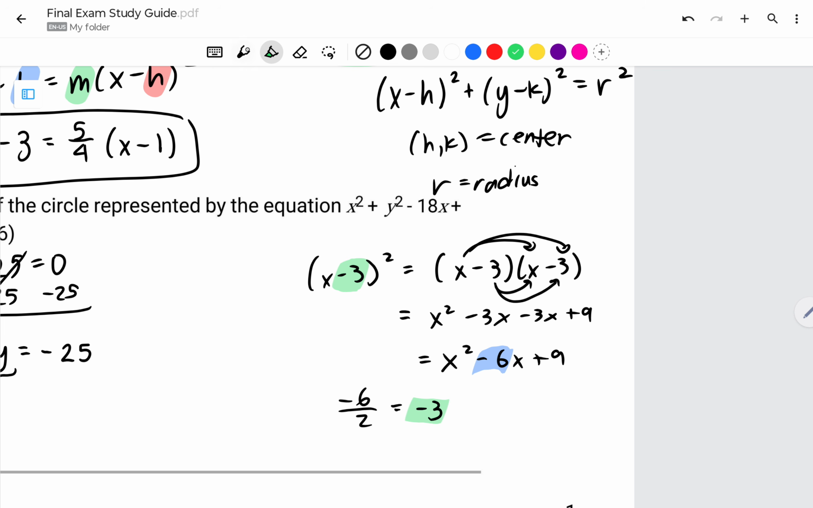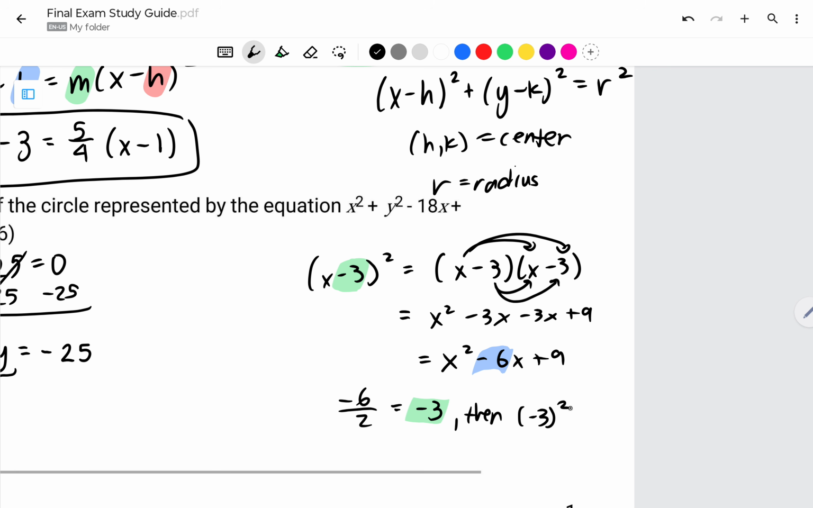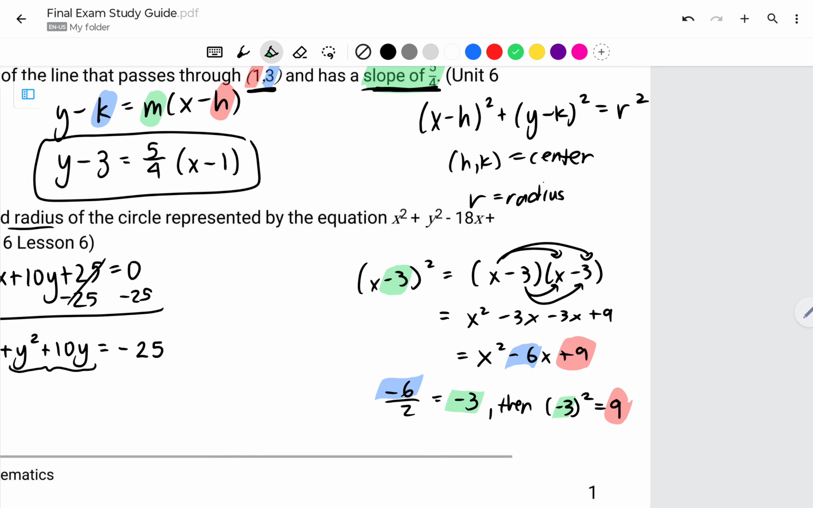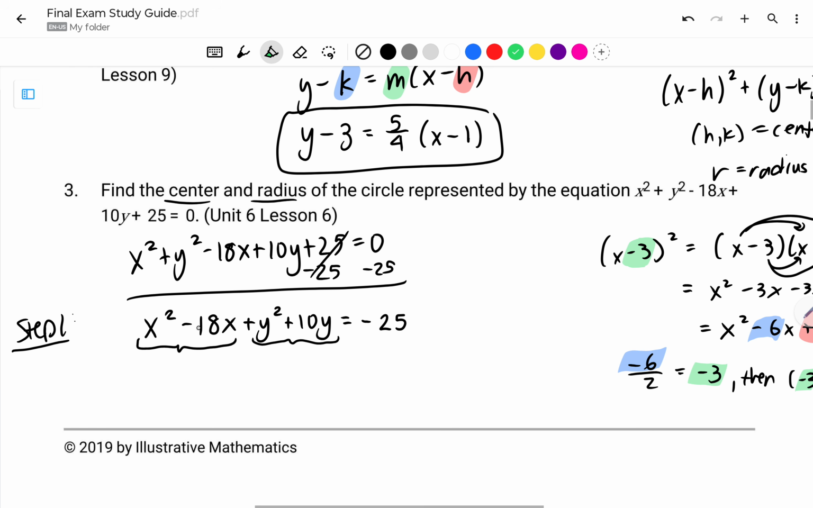Okay. So then, how do I get that 9? If I do negative 3 squared, does that get me 9? Yes, it does. Right? So that was the pattern. We had to recognize that. Remember that. So let's try to apply that here.